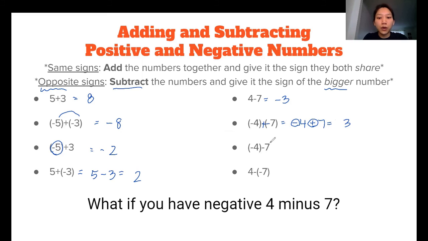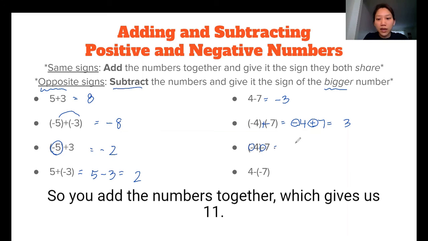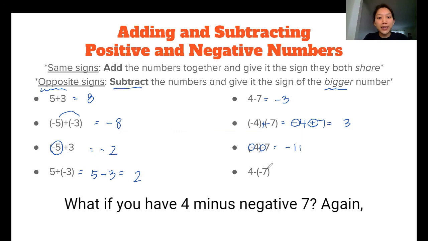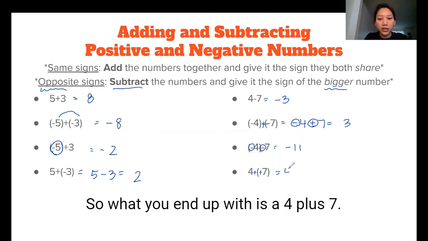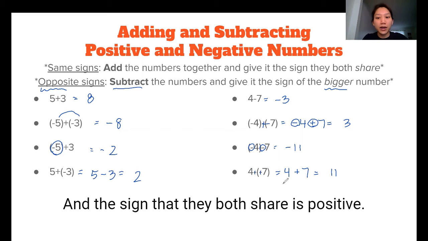Okay, what if you have negative 4 minus 7? They're both negative, so you add the numbers together, which gives us 11, and because they share a negative sign, the answer is negative 11. Okay, what if you have 4 minus a negative 7? Again, minus a negative really becomes a plus, so what you end up with is 4 plus 7, and so you add the numbers together, which gives us 11, and the sign that they both share is positive.